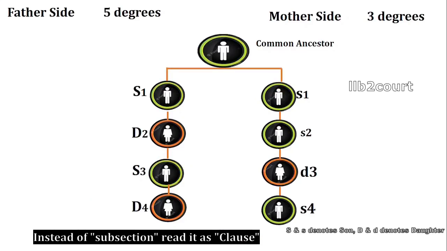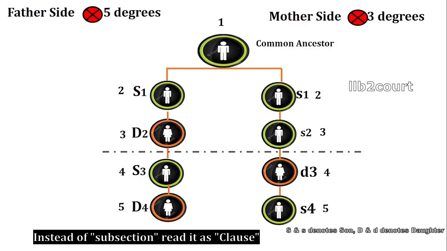Now let's see a few illustrations that talk about the Sapinda relationship. As we already know, from the father side 5 degrees and from the mother side until 3 degrees falls under Sapinda relationship. Now let's see whether S3 and D3 can get married or not. In order to calculate the degree we need to include the common ancestor. So the common ancestor is first degree and S1, D2, S3, D4 will be calculated accordingly. Similarly on the other side also we will calculate the degrees.